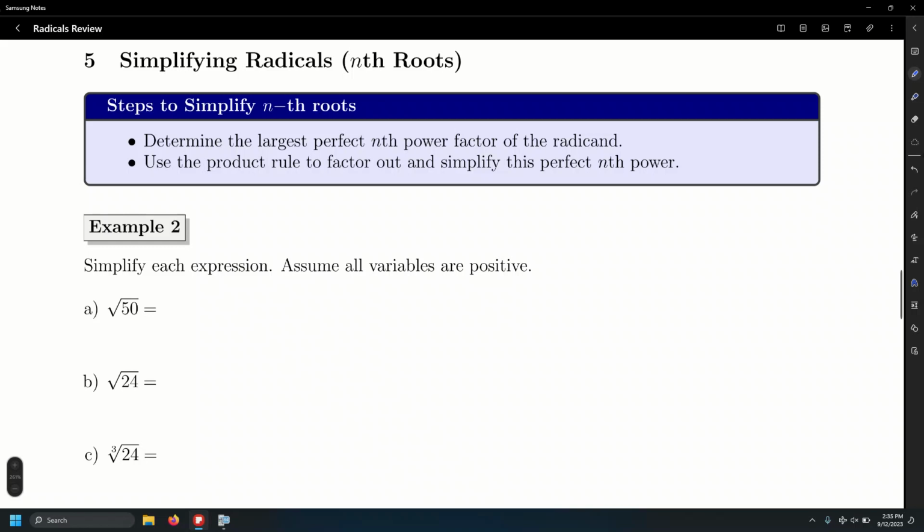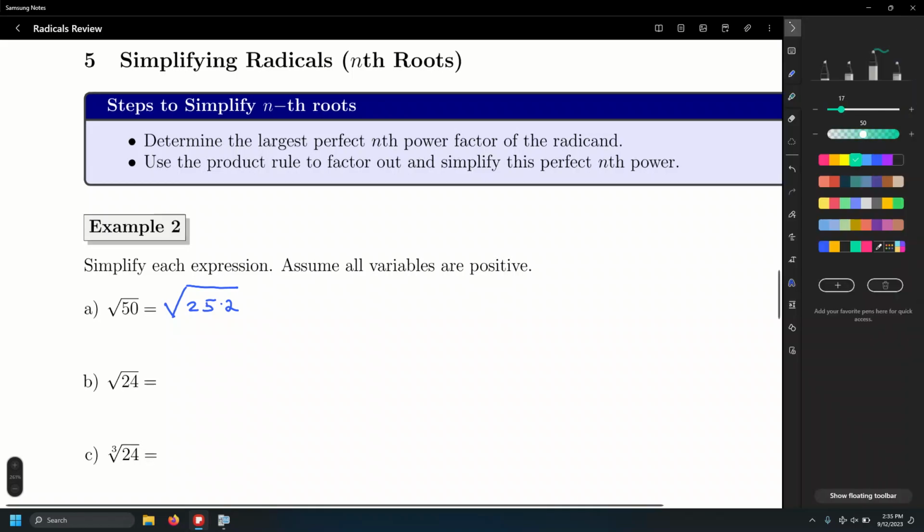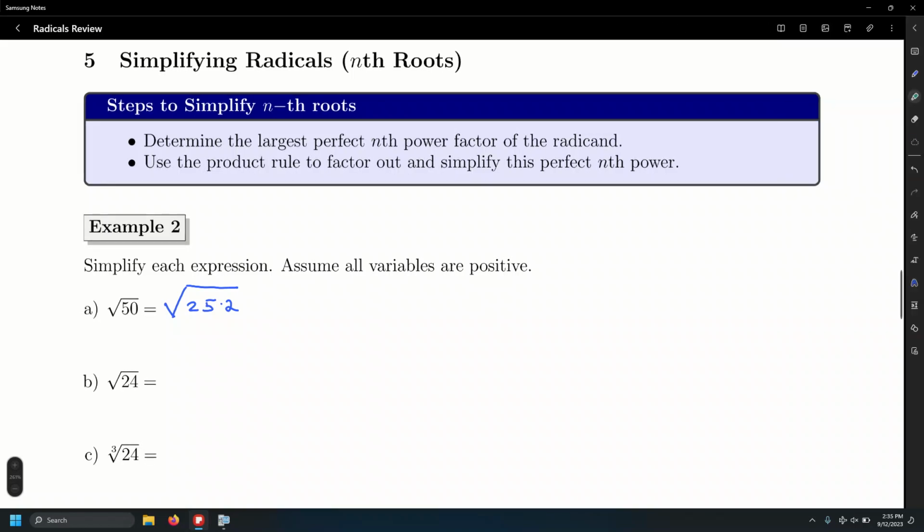Okay, so this is what we're going to do. We're going to break down this number 50, and I'm going to write the perfect square first. 25 times 2, all right? And usually, when I teach it for the first time, I like highlighting with a good color, with green, all those numbers that will be the perfect square that we will be able to take the square root of. All right, that's going to be the 25.